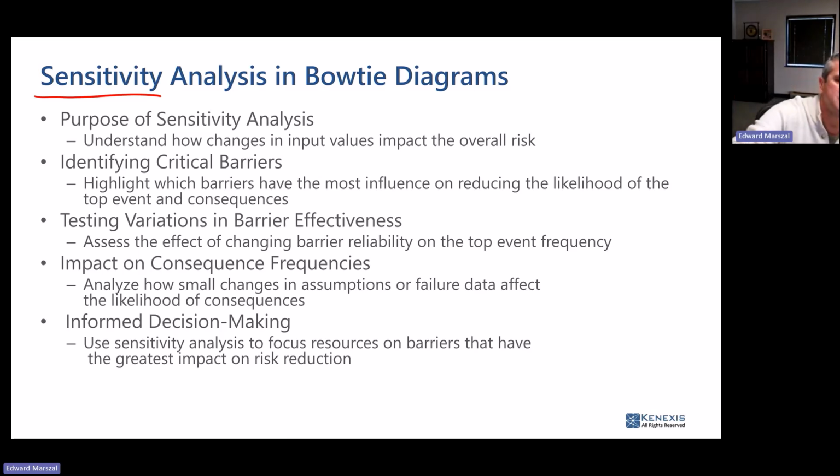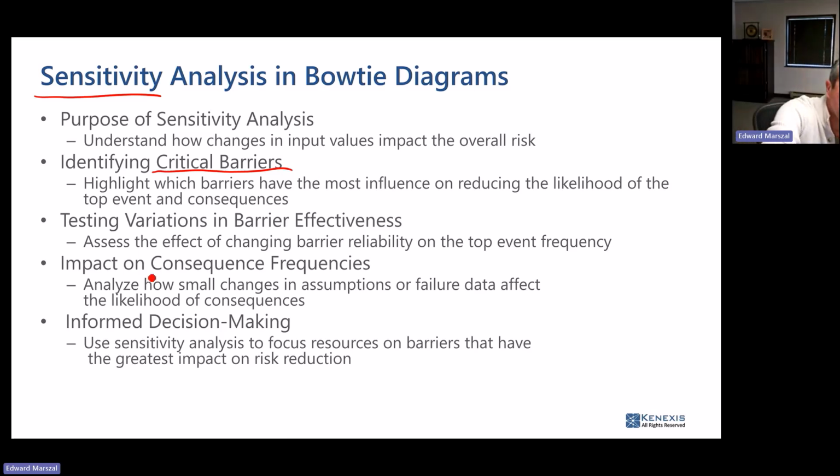This sensitivity analysis is also going to allow you to identify the critical barriers. So the more threats that a single barrier is associated with, the higher the impact it's going to have on the output criteria. Sensitivity analysis is also going to include allowing you to test variations in barrier effectiveness. Do I need a SIL 1? Can I get away with a basic process control system? Maybe SIL 3 is required. So changing the different effectiveness allows you to make decisions about your testing frequencies.